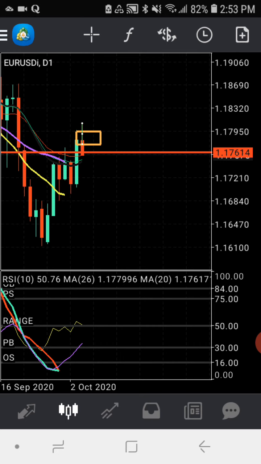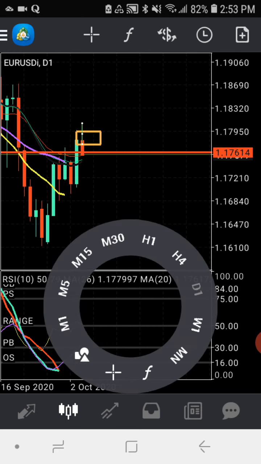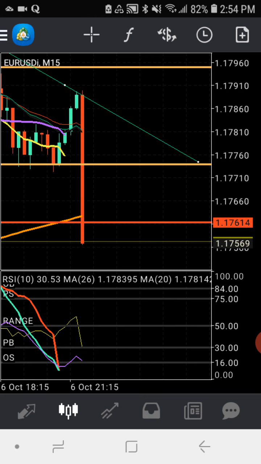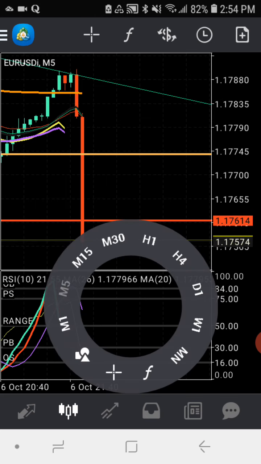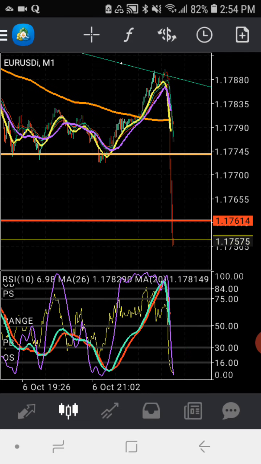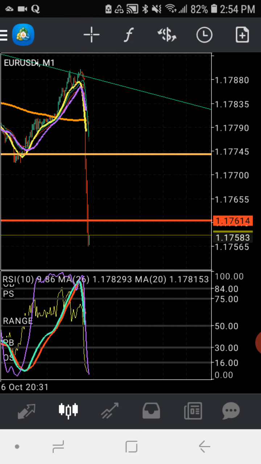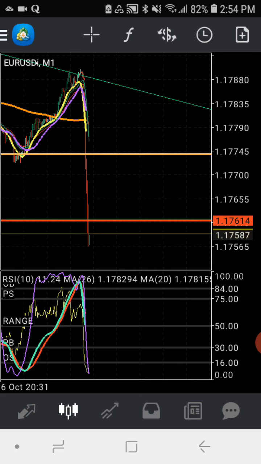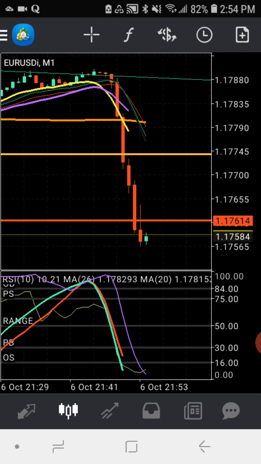It's gone. So let's look at the 1 minute, because that's where I got the entry from. 1 minute, it was in the oversold. That was news. That was news, guys. You see that? Just call all of that.